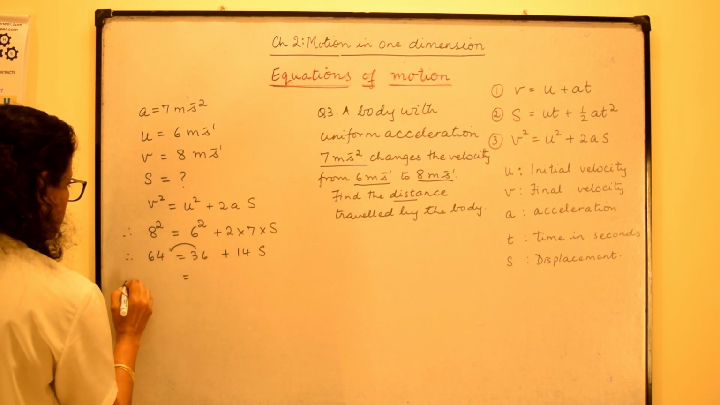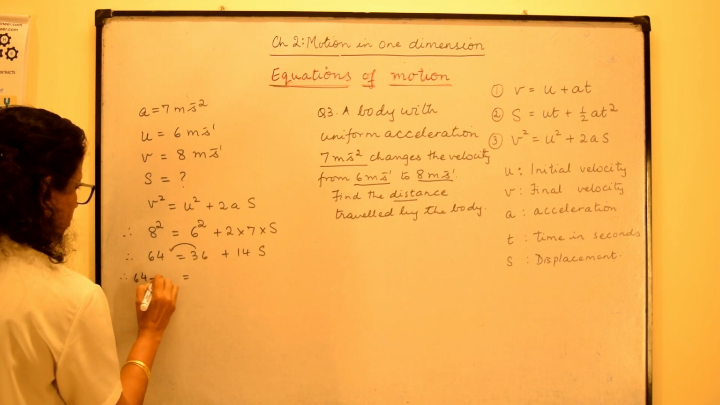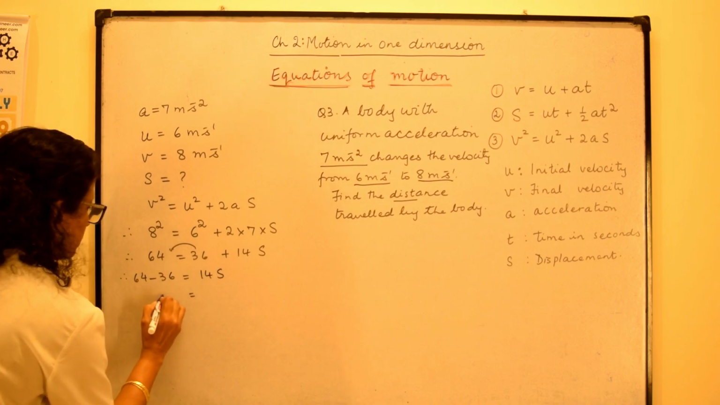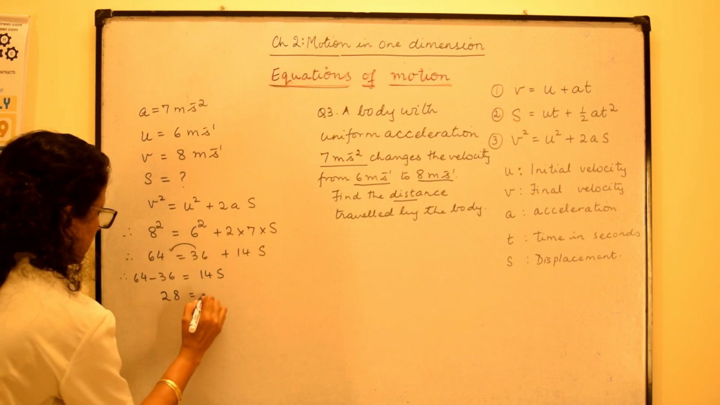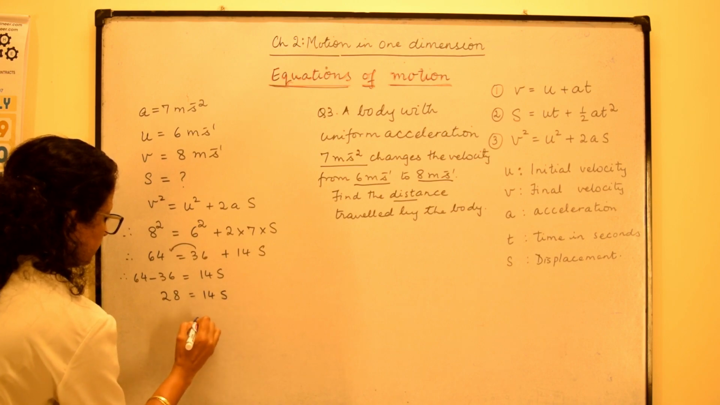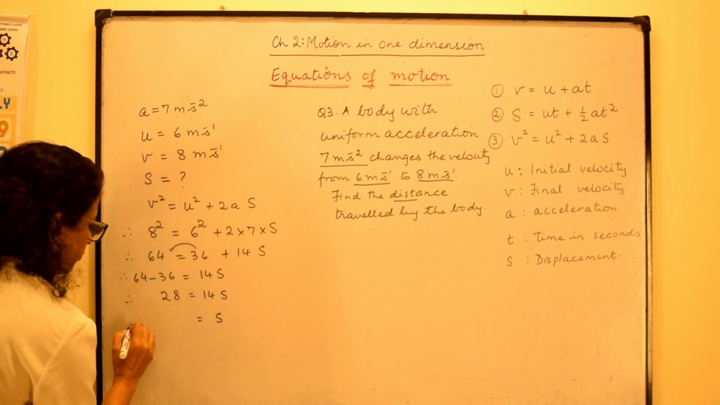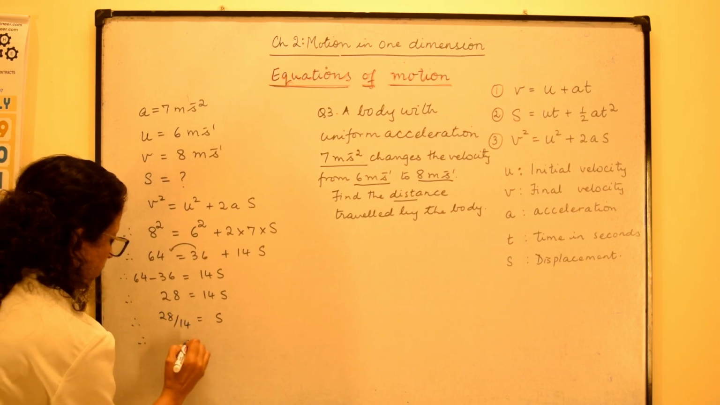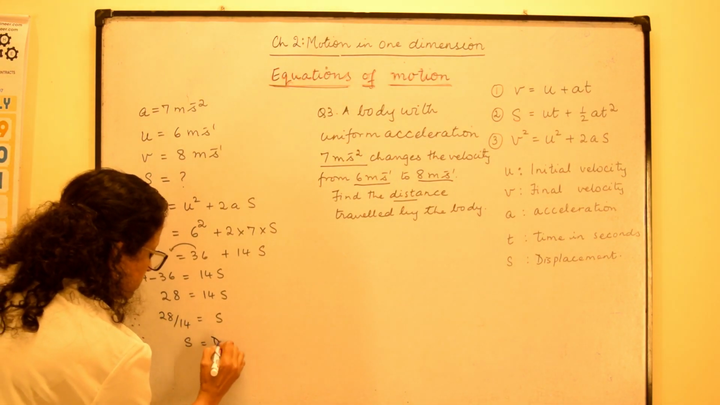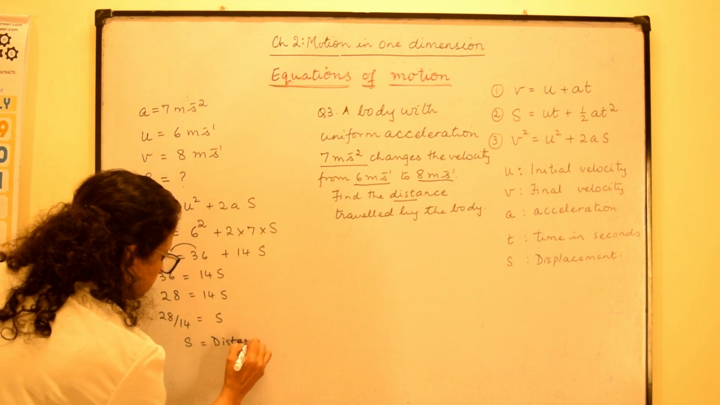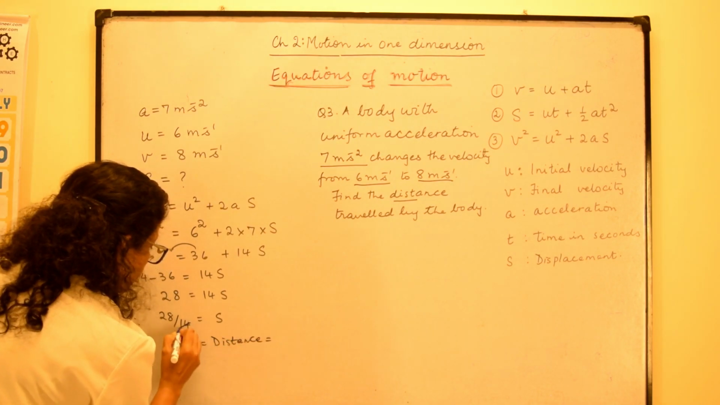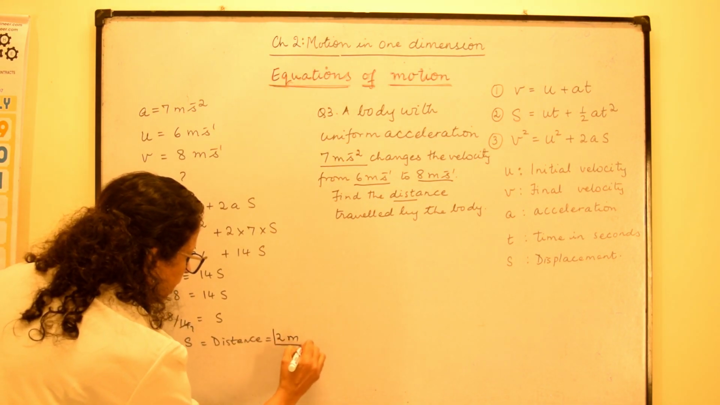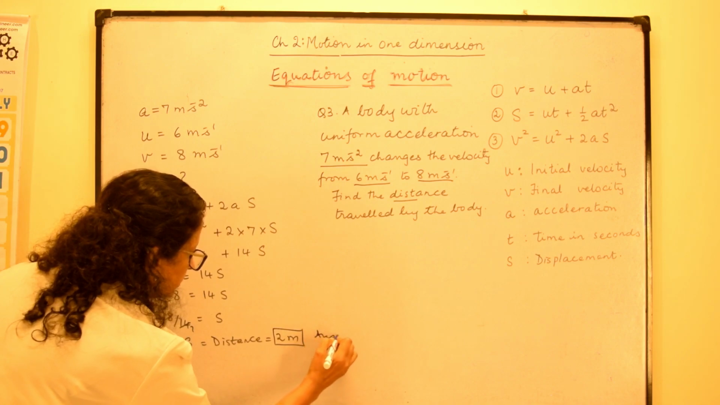Bring 36 this side. So it becomes, therefore, 64 minus 36 is equal to 14S. So you will get 28 is equal to 14S, and S will be therefore equal to 28 upon 14. Therefore S, which is the distance travelled by it, is 14 ones and 14 twos. So it is 2 meter, and that is our answer.